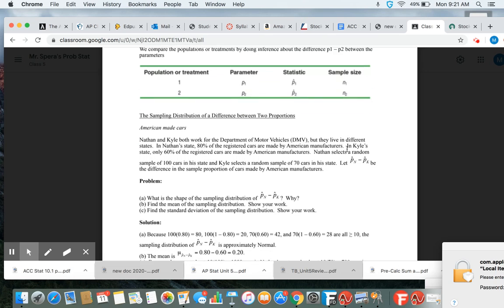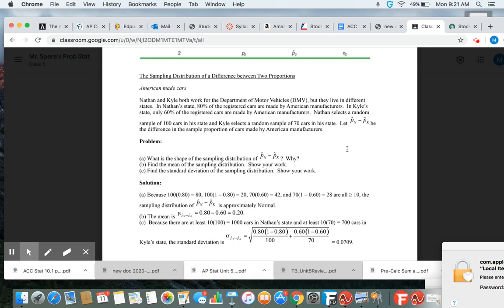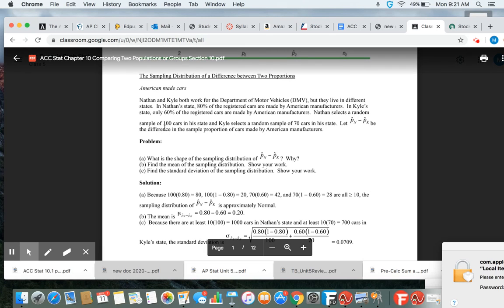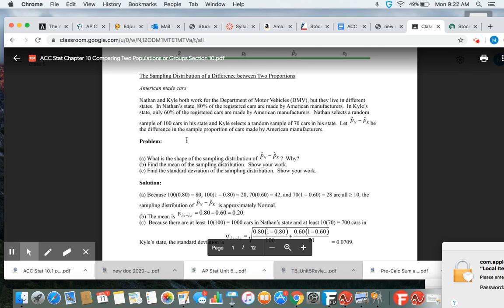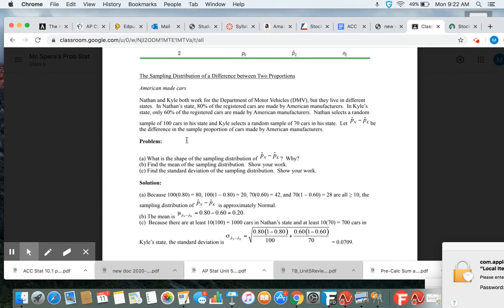So in our notes, if you follow along with me, here's two guys, Nate and Kyle. They work for the DMV. They live in different states. In Nathan's state, 80% of the registered cars are made by American manufacturers. In Kyle's state, only 60% are. So they both select a sample. Nathan selects a sample of 100. Kyle selects a sample of 70. And we're going to let the proportion of N minus the proportion of K be the difference in the sample proportion of cars made by American manufacturers.